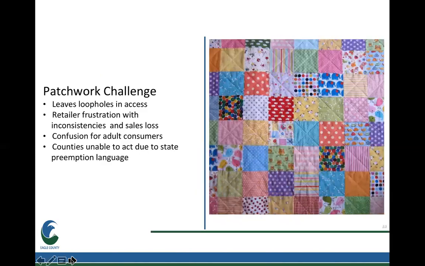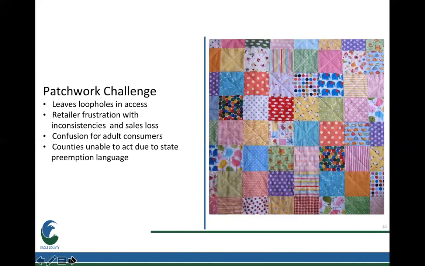Which brings us to this kind of patchwork challenge. As Jill explained earlier, in Colorado, the state preemption through the fiscal penalty provision prohibits local communities from adopting tobacco control policies that meet their needs. This is particularly the case with counties. And it creates loopholes in youth access, confusion for adult consumers, and frustration for retailers.